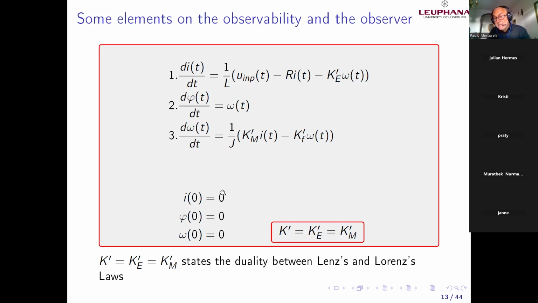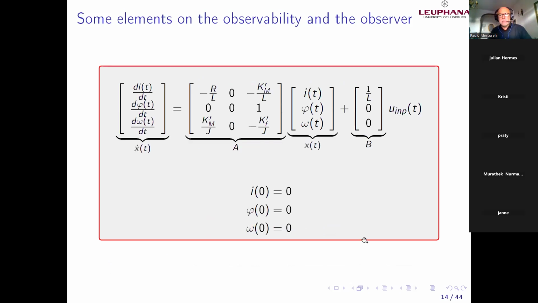Nevertheless, I have three initial conditions which represent, very important, the initial energy of the system, because they are the initial conditions of current, angular position, and angular velocity, which reflect, as I told you, the initial energy. This plays an important role today, we will see. About the constants of the motor, it's not so important at this moment to go in depth.